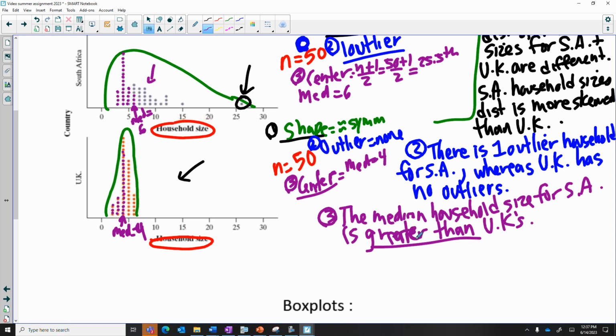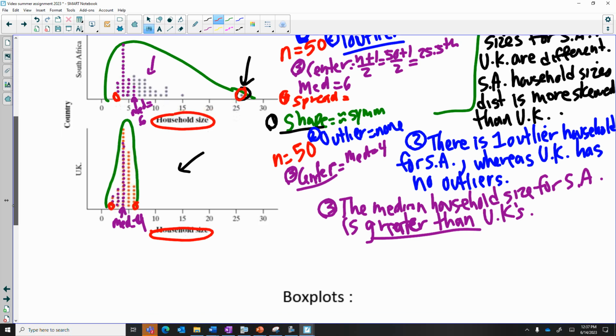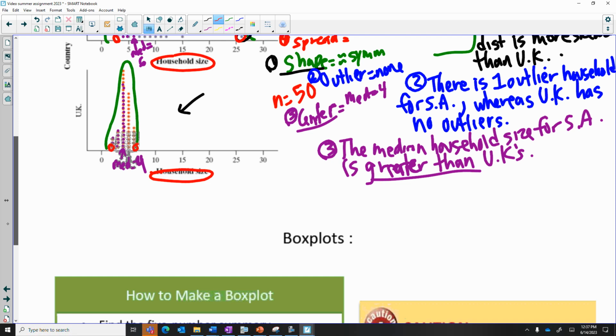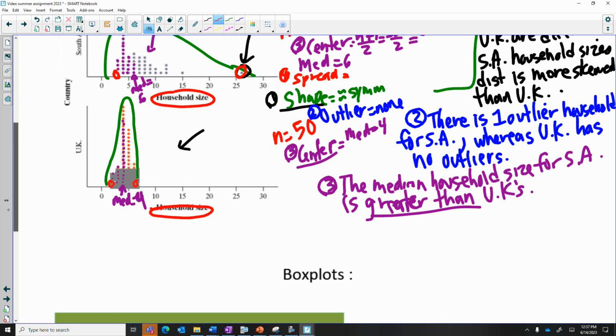And the last thing I want to hit is spread. So remember, it's shape, outliers, center, and spread. So spread can be measured by range. And which one looks like it has a greater range? If you did maximum minus minimum, which one looks like it's more variable or more spread out? South Africa or UK? I'm hoping you're seeing that UK is more consistent, more squeezed together, and less variable, and South Africa has a greater range. So we just have to say that, and then we're done.